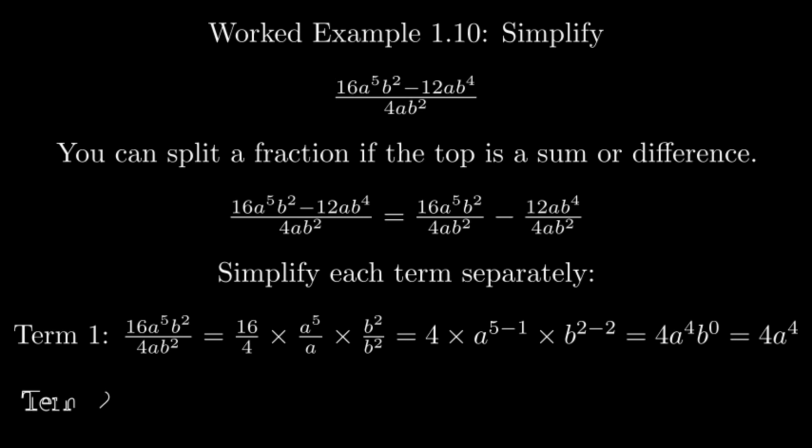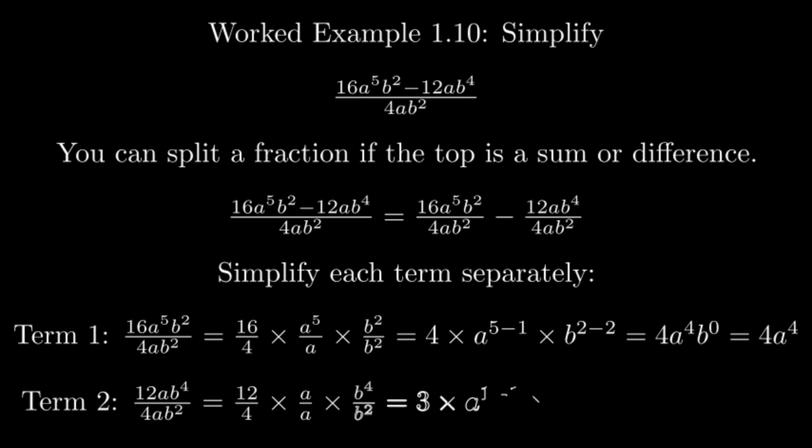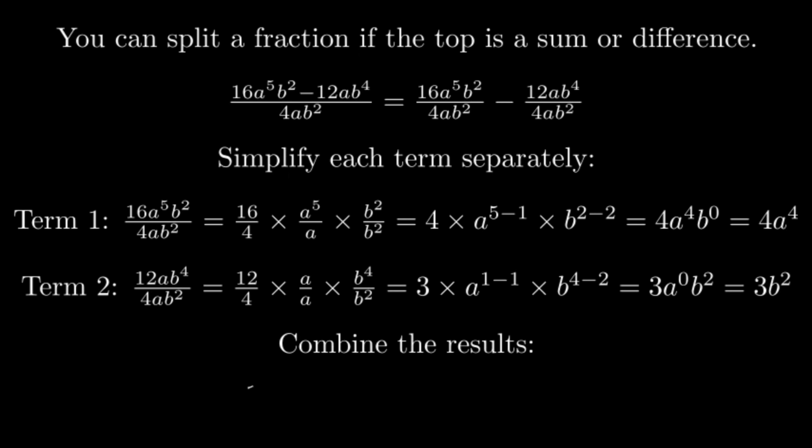For the second term, 12 divided by 4 is 3. A divided by a is a to the 0, or 1, and b to the fourth divided by b squared is b squared. So the second term simplifies to 3b squared. Putting it all back together, our final simplified expression is 4a to the fourth minus 3b squared. Remember to split the fraction first when you have a sum or difference on top.